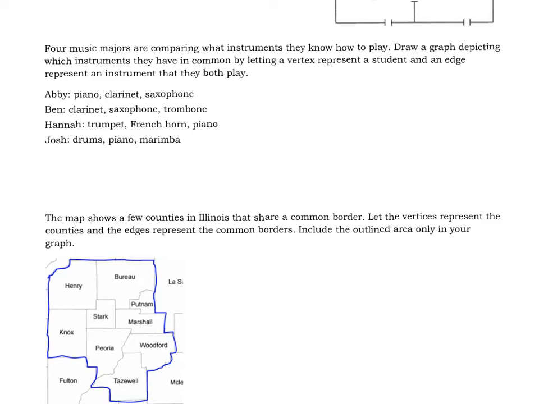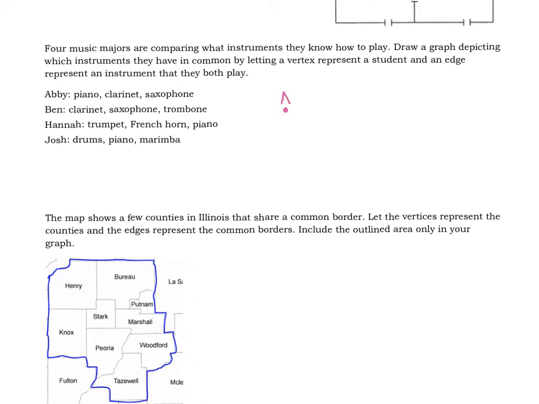So we're going to look at this second example here on page 2. 4 music majors are comparing what instruments they know how to play. We're going to draw a graph showing what instruments they have in common. So a vertex is going to represent a student, and an edge is going to represent an instrument that those students both play. So in other words, something that they have in common.